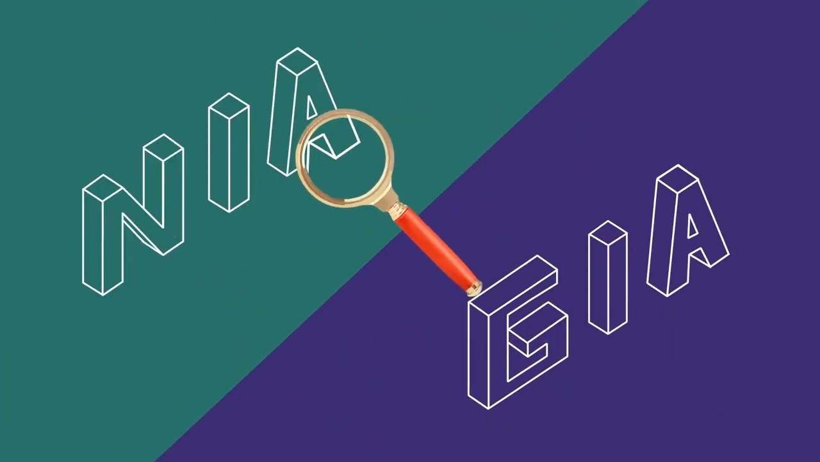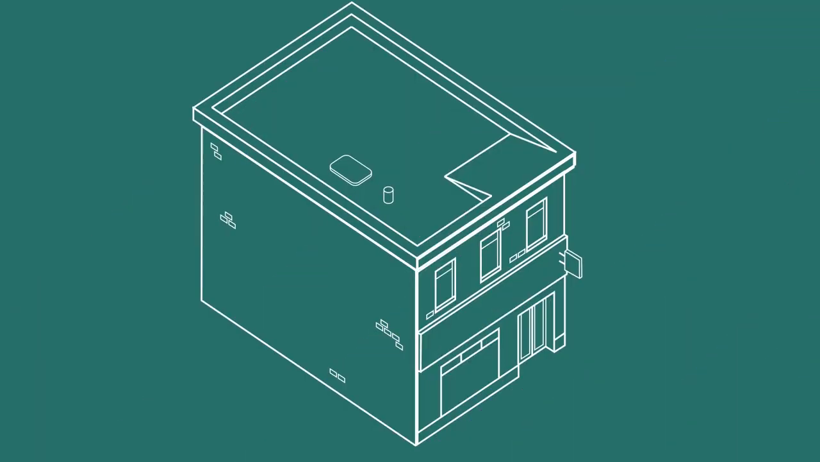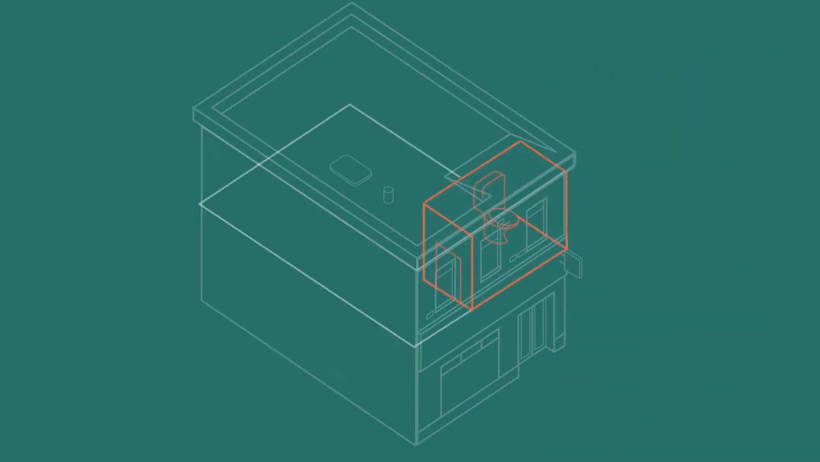So, what's the difference between net and gross internal area? The net internal area is the usable area inside a building. It excludes things like staff toilets, cleaning cupboards, columns, and stairwells.